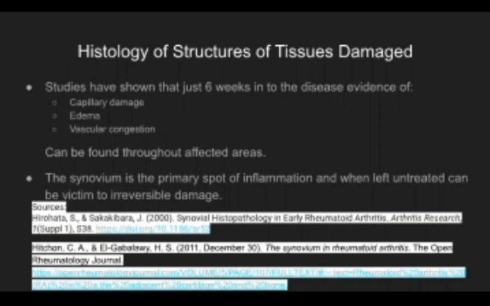Studies have shown that there is evidence of capillary damage, edema, and vascular congestion just 6 weeks into the disease. It can be found throughout affected areas. The synovium is a primary spot of inflammation, and when left untreated, can be victim to irreversible damage. The synovium is also called the synovial membrane.